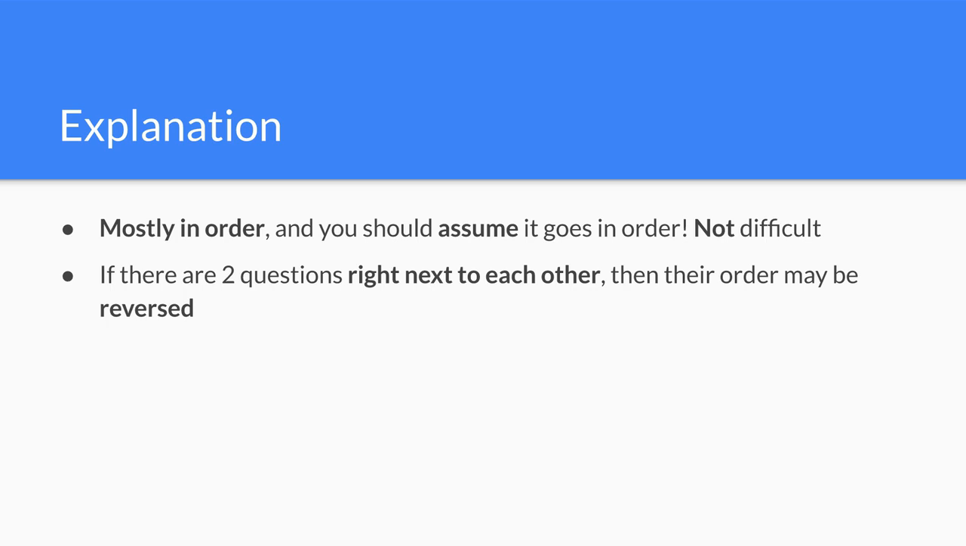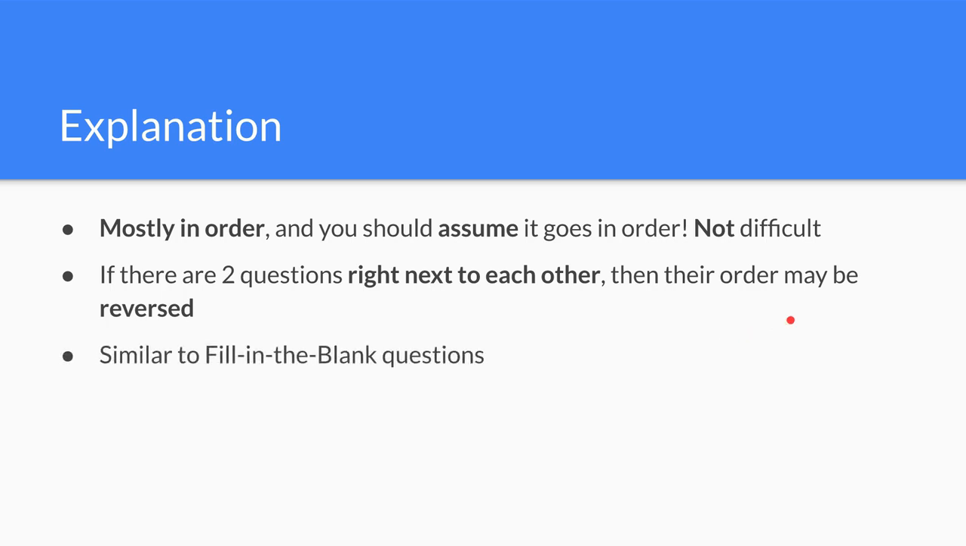But here's what can happen if you have two questions that are right next to each other. If you get two questions that are right next to each other, then their order may be reversed. That means that you might find the answer to question number 3 right before you find the answer to question number 2. In fact, you might find the answers to the two questions in the same sentence, or you might find them in two sentences right beside each other.